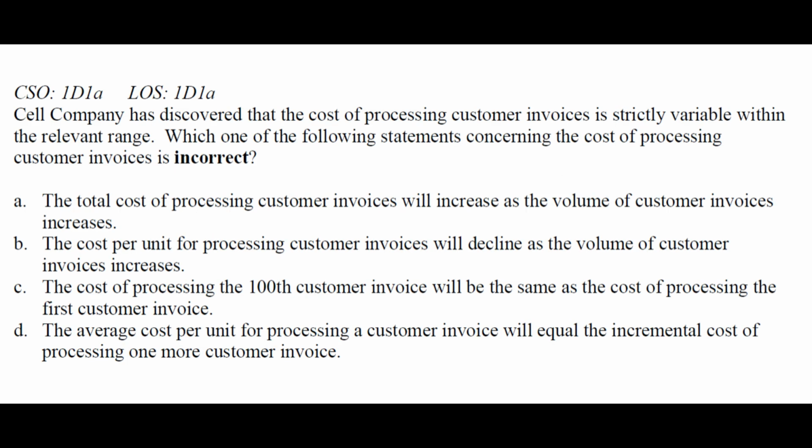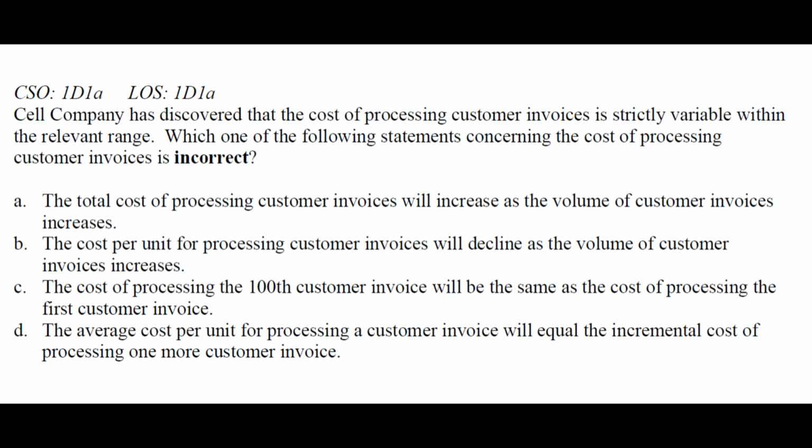This question examines the characteristics of a strictly variable cost within the relevant range. A strictly variable cost changes in direct proportion to activity, meaning that the total variable cost increases as activity increases, while the variable cost per unit remains constant. The key phrase is "strictly variable within the relevant range."